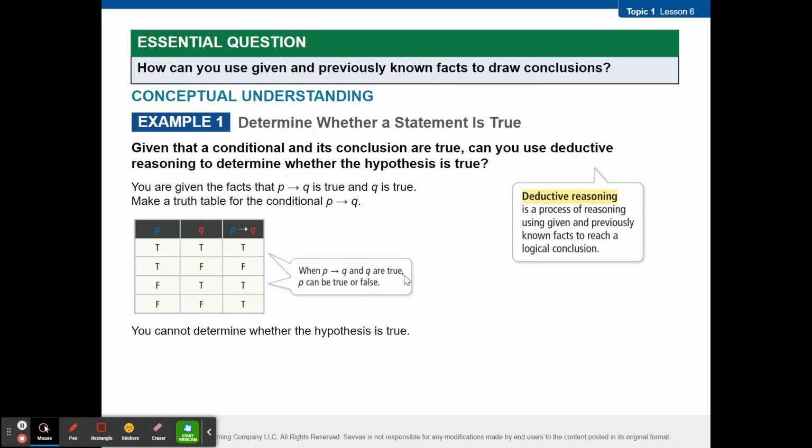What they're pointing out here is that when P given Q and Q are true, P can be true or false. This is something you're probably going to want to write down in that little blue column right there.